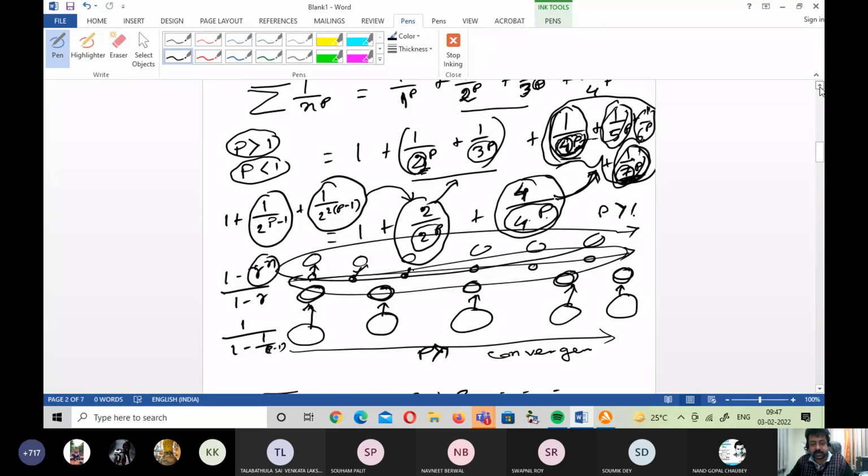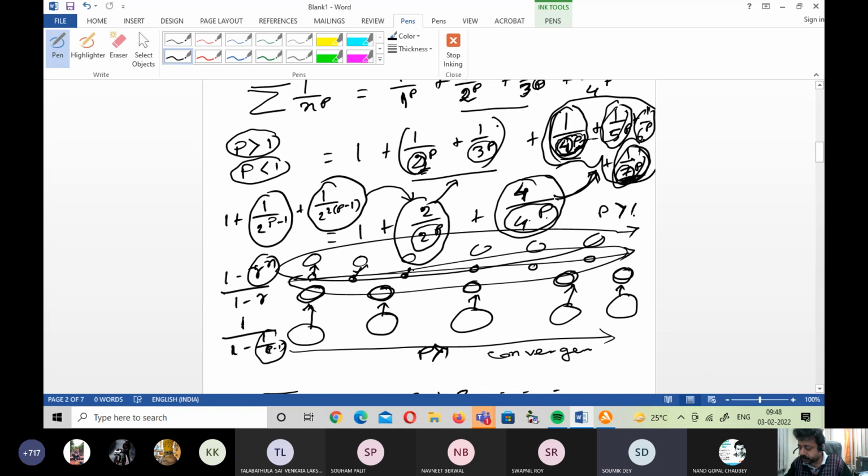Any question for p greater than 1? Here you have seen p greater than 1, so the common ratio will be less than 1. You go to a geometric series, some known series, with sum 1 minus r to the power n by 1 minus r. So it will be convergent. Now is it clear to all of you?